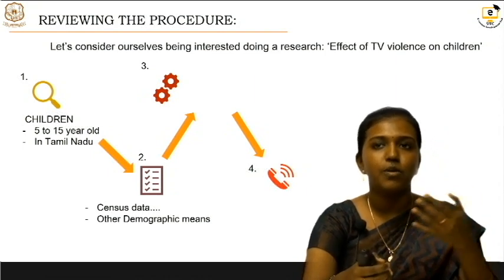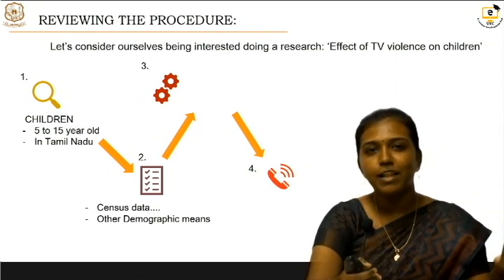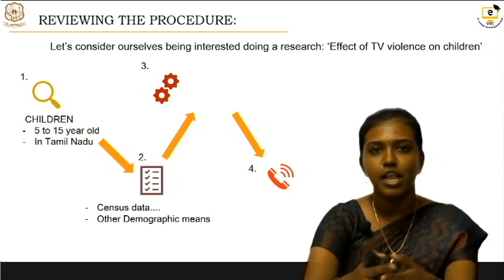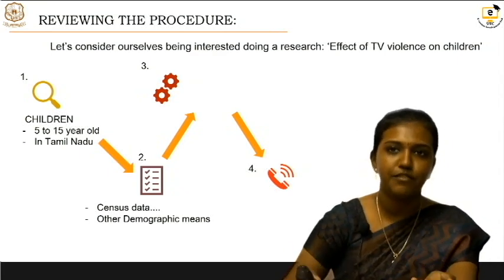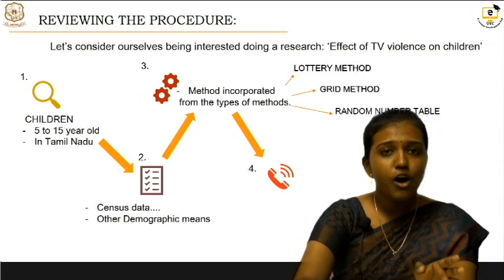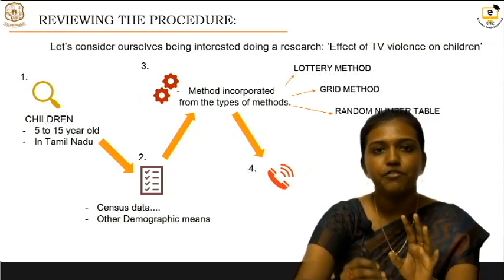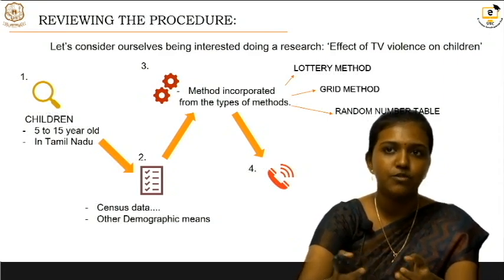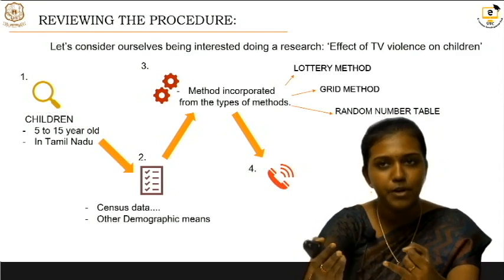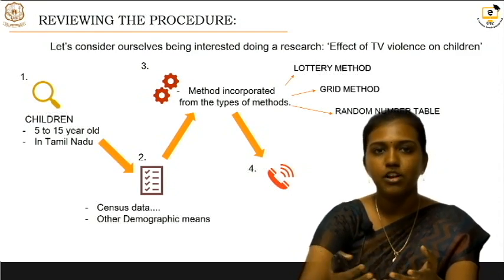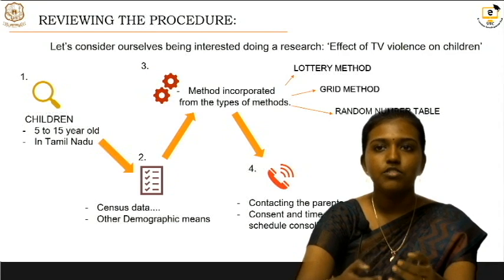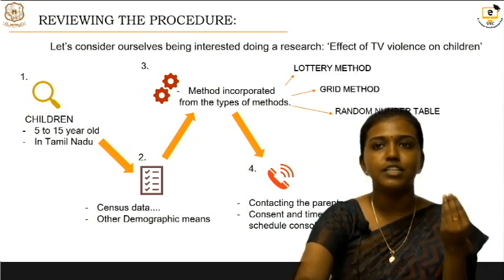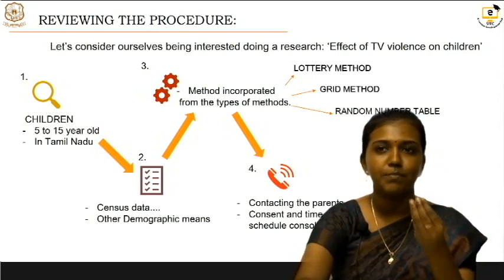And you can also get help from the government officials, and they can help you to gain the sampling frame. And yes, the third one is you choose your method of sample selection. So you can use the lottery method, you can use a random number table, you can even use the grid method. That is also another method. So the fourth one is you contact the parents.